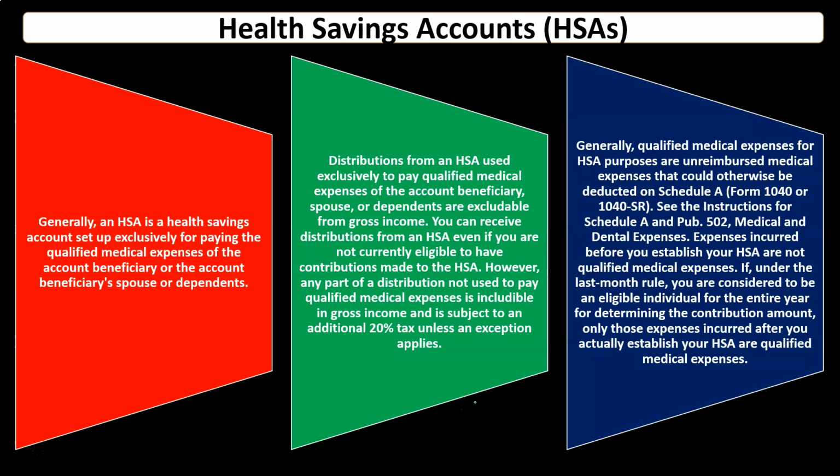Generally, qualified medical expenses for HSA purposes are unreimbursed medical expenses that could otherwise be deducted on Schedule A, Form 1040 or 1040-SR. So qualified medical expenses are those things, and they're matching it to Schedule A, meaning you could get a deduction oftentimes on the itemized deductions, which are on Schedule A for medical expenses. Many people don't qualify for that because there's actually a threshold to be able to qualify even as an itemized deduction, and then of course you have to be able to itemize to be able to take advantage of those.